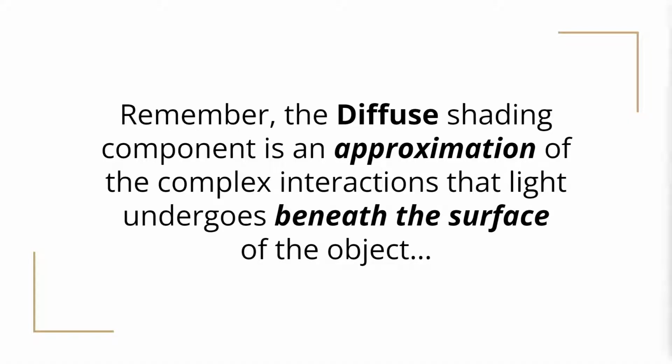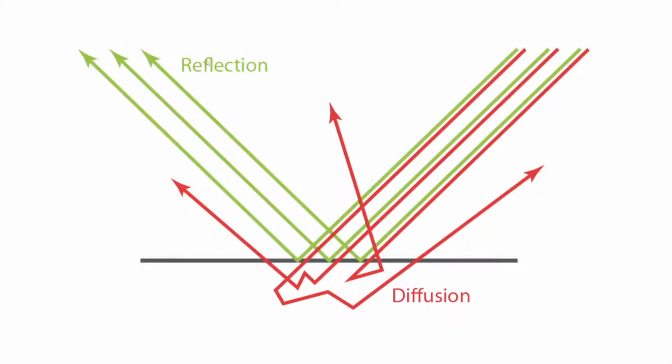Okay, now we're going to focus away from specular reflections and talk about more advanced diffuse reflections. So hopefully you recall from the first video that the diffuse shading component, or what we think of as diffuse, is an approximation of all the complex interactions that light undergoes beneath the surface of the object. So light that doesn't bounce off the surface enters the surface and does a bunch of complex, crazy things and spreads out. And that's what we call diffuse, a diffusion of light.